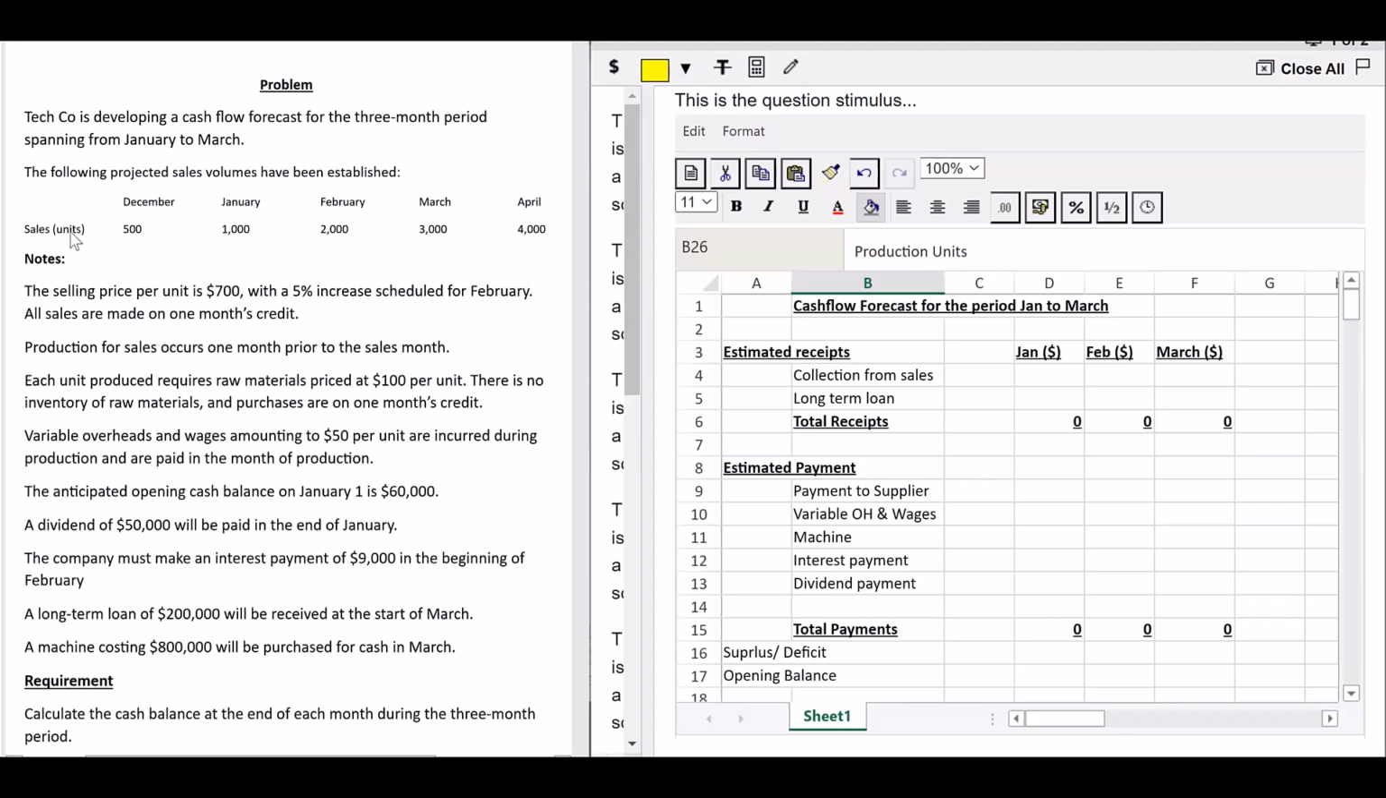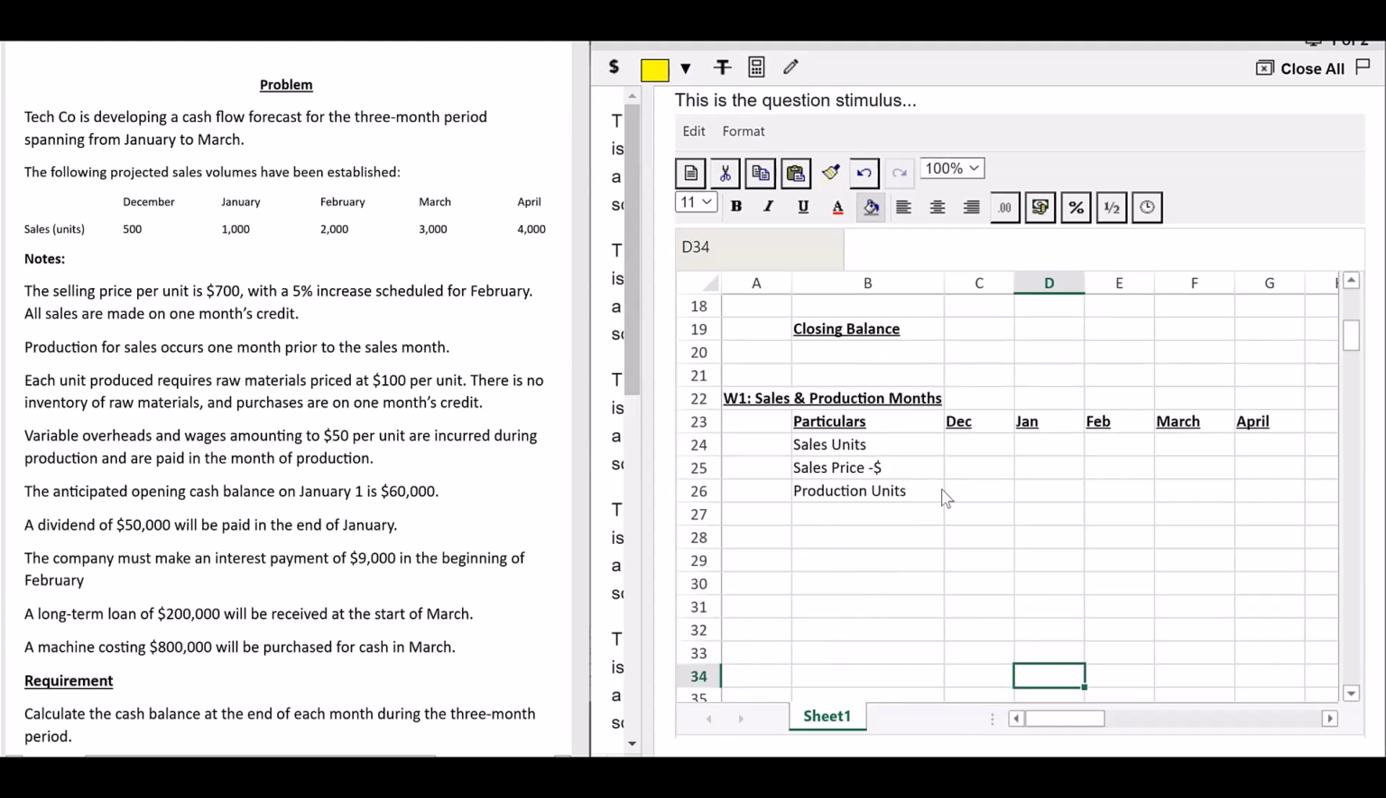Now let us use the information given here, scrolling all the way down. This working note is not necessary to be done. It is only for us to understand easier. We've been provided the sales volume: for December it is 500, for January it is 1000, for Feb it is 2000, for March it is 3000, and for April it is 4000.